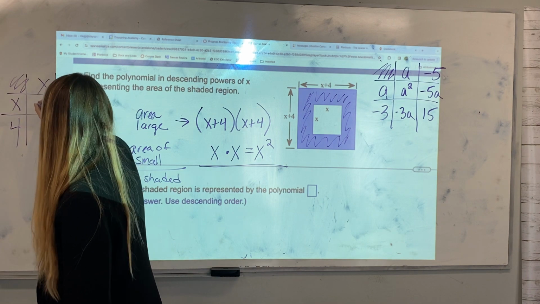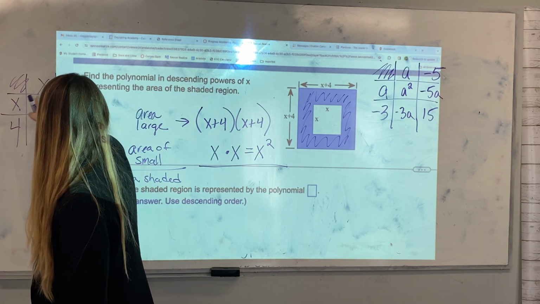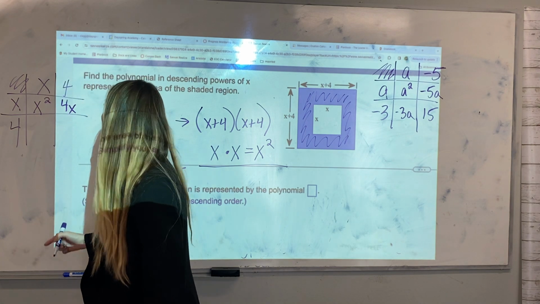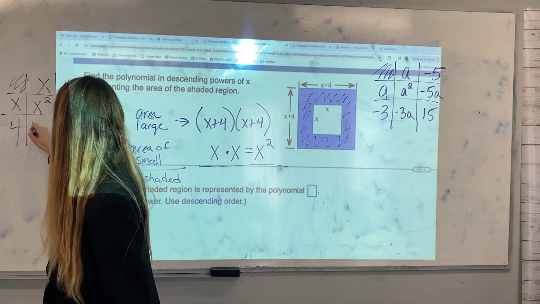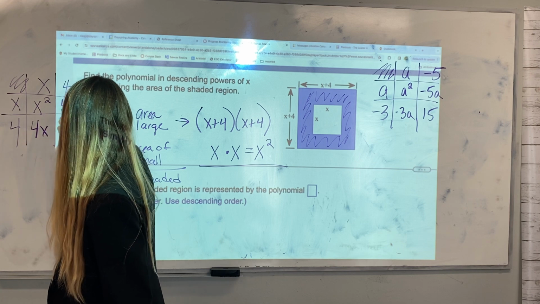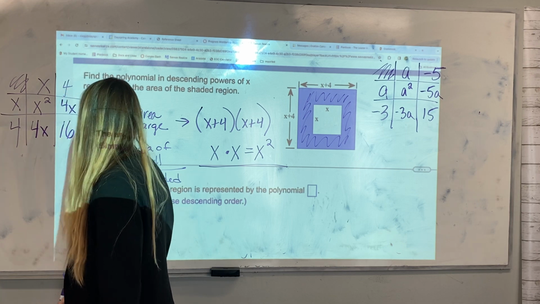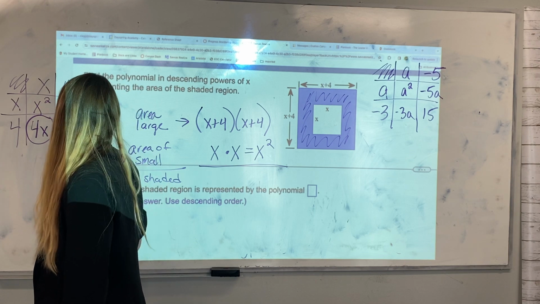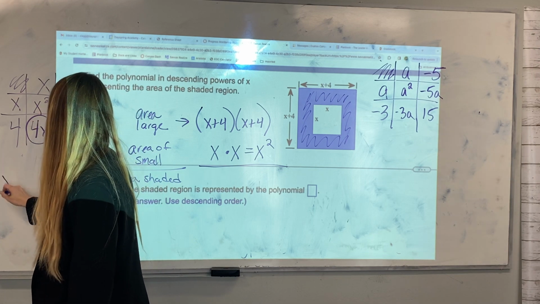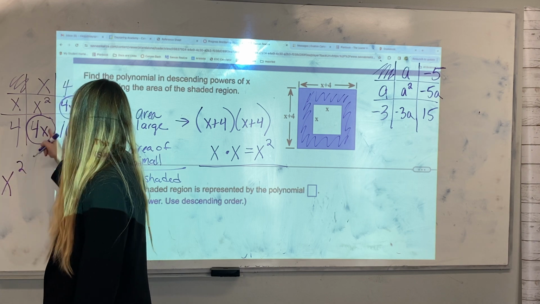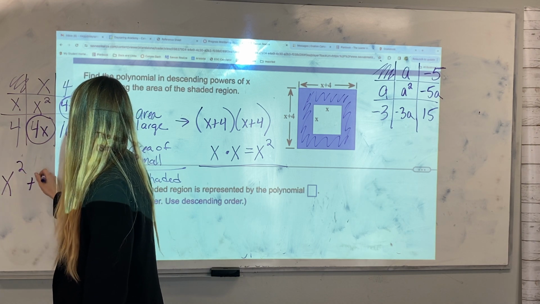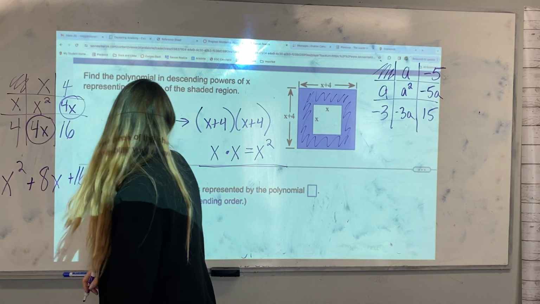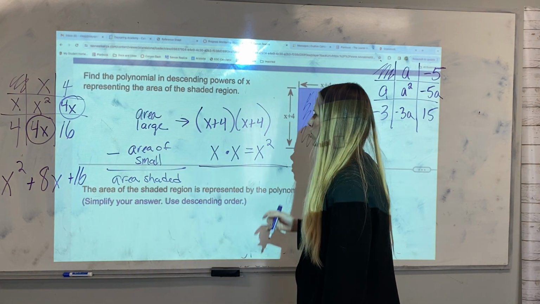X times x is x squared. X times 4 is 4x. 4 times x is 4x, and 4 times 4 is 16. Like terms get combined when we write it in our final standard form. X squared is our beginner. 4x plus 4x is positive 8x, and then we have positive 16. That's the area of the larger square.